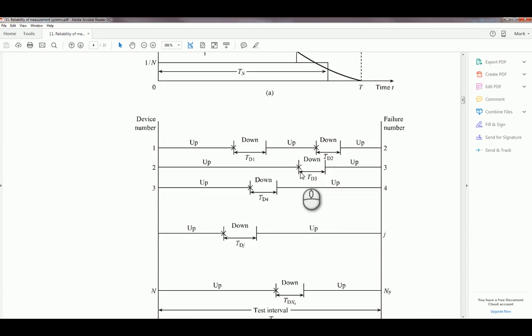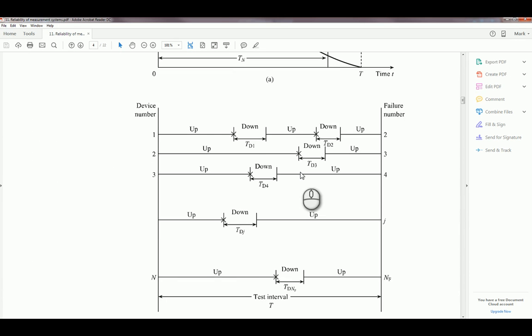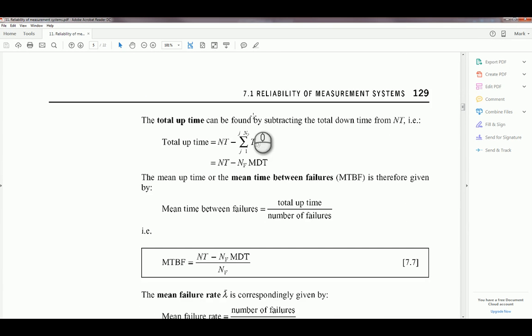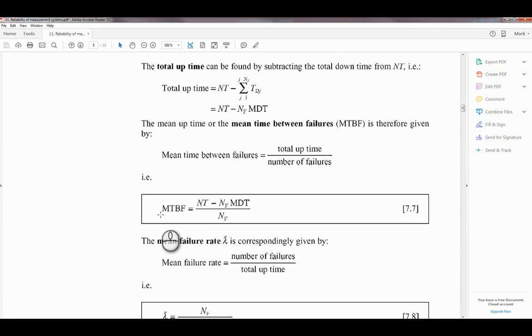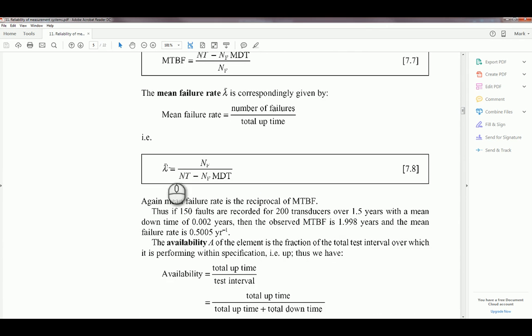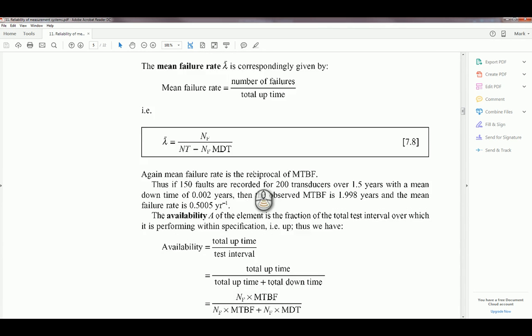Then we've got a couple of charts here relating to ones that are either repairable or non-repairable. For instance, there are two different downtimes here for this particular device, which then relates into the total uptime and downtime. Then you get the mean time between failures equal to total uptime divided by the number of failures, which is MTBF equals (NT minus NF) of the mean downtime divided by the number of faults, giving you 7.7 for that particular one. There's the mean failure rate, lambda bar, that we talked about, equal to NF over (NT minus NF) MDT. Obviously that's just the inverse of the one we've seen just above, 7.7.